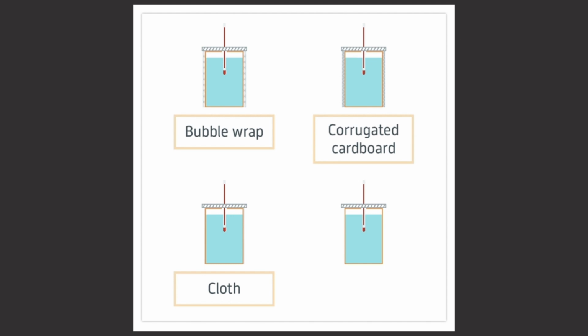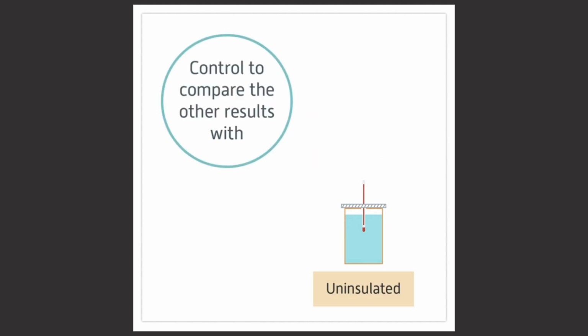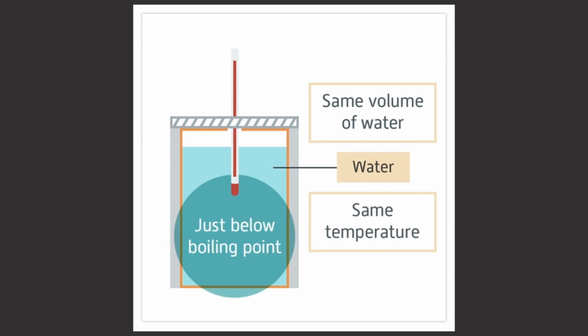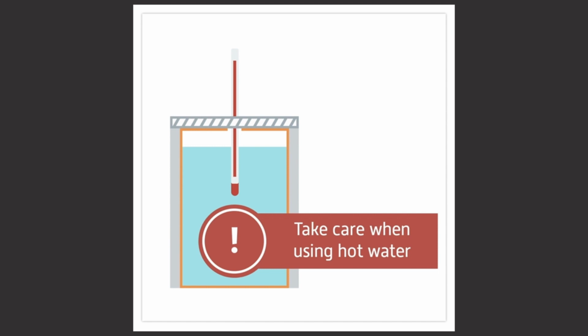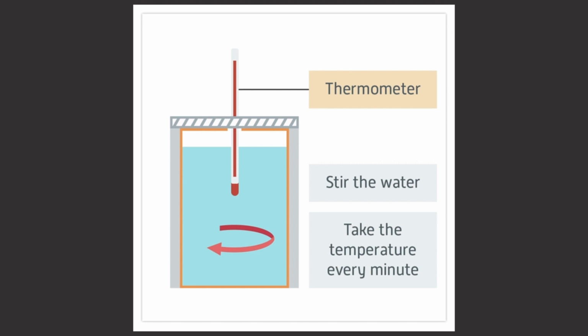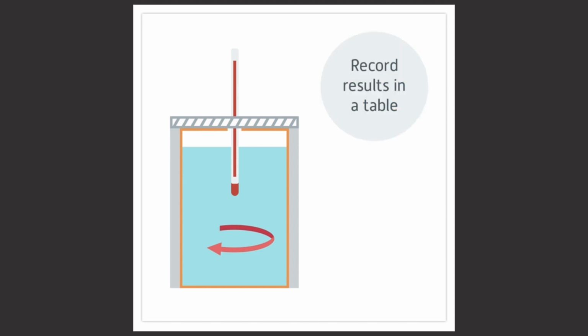Set everything up as shown. Remember to leave one container uninsulated so that there is a control to compare the other results with. Each container is filled with the same volume of water at the same temperature, just below boiling point. Remember to take care when using hot water. Stir the water and take the temperature every minute using the thermometer. Record your results in a table. Continue doing this for 20 minutes.